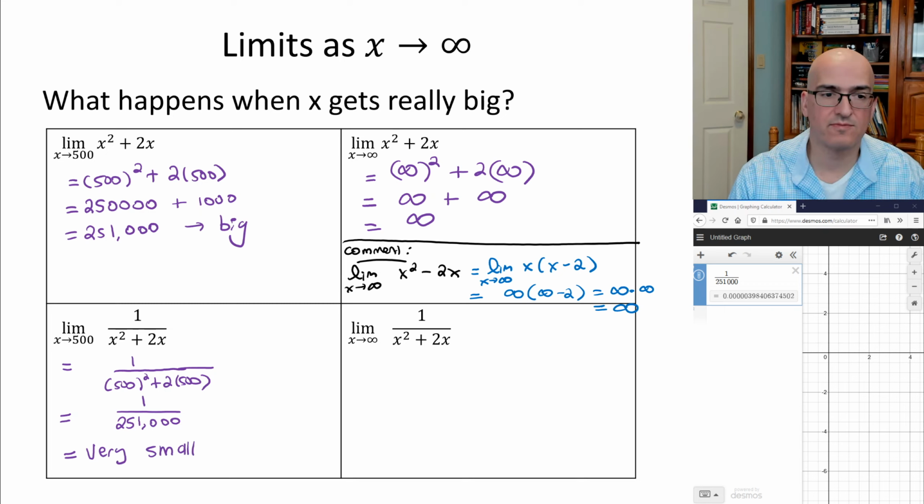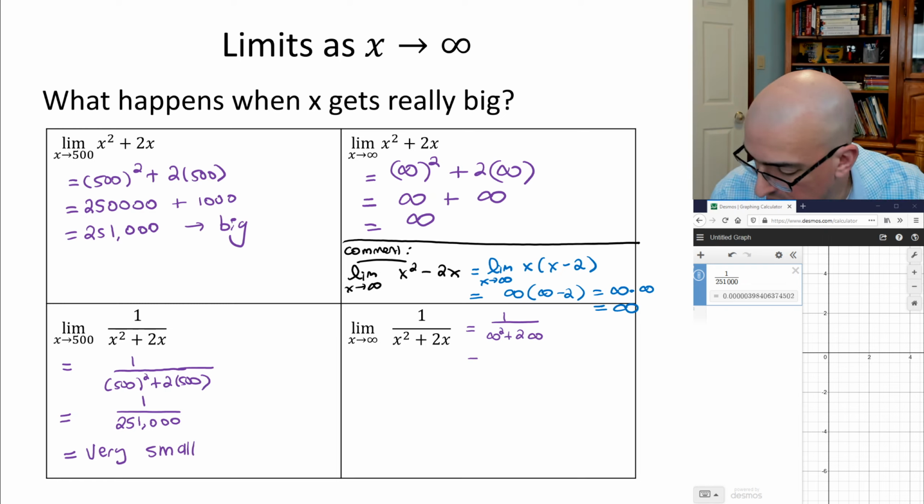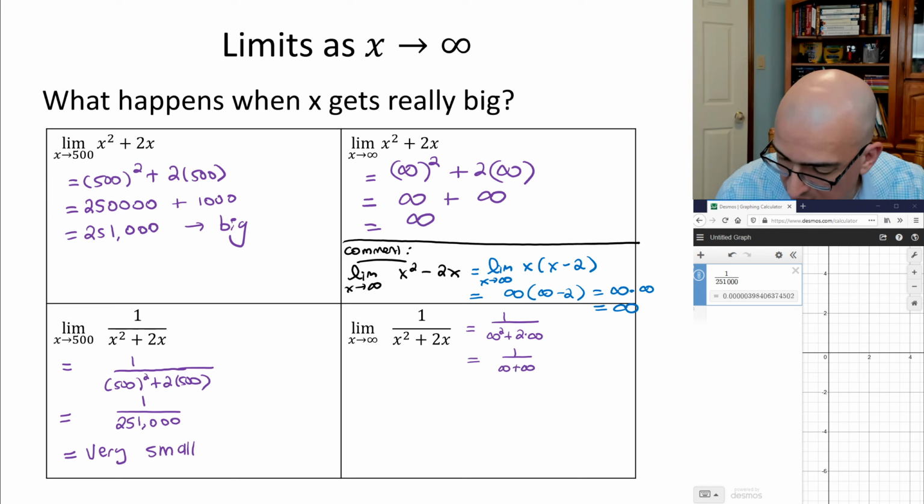What's going to happen for the example on the right hand side, if we plug in infinity, we're going to get 1 divided by infinity squared plus 2 times infinity, 1 divided by infinity plus infinity, 1 divided by infinity.